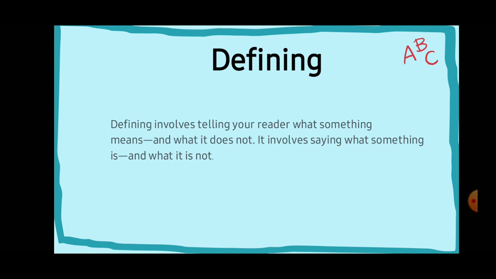Okay, so the first strategy would be defining. Defining involves telling a reader what something means and what it does not. So it involves saying what something is and what it is not. It is a strategy we use to make sure that you and your teacher understand what you mean by a key term. It is giving a more precise meaning or giving difference to a term that is commonly used.